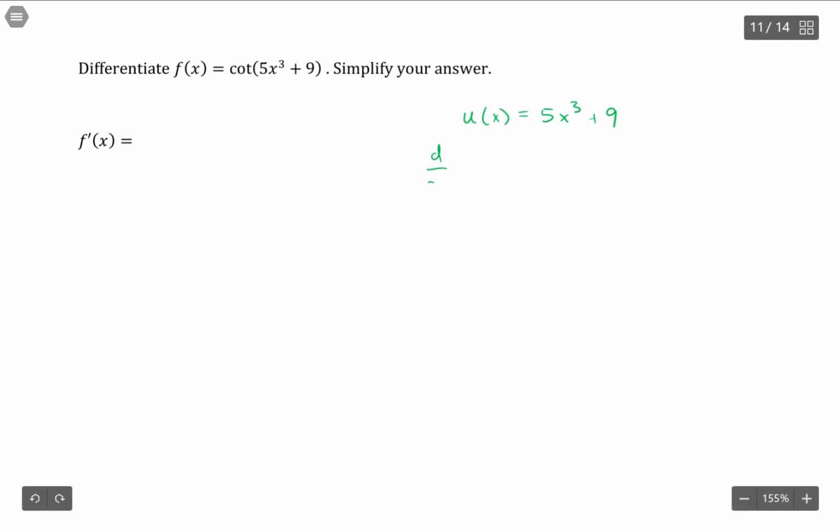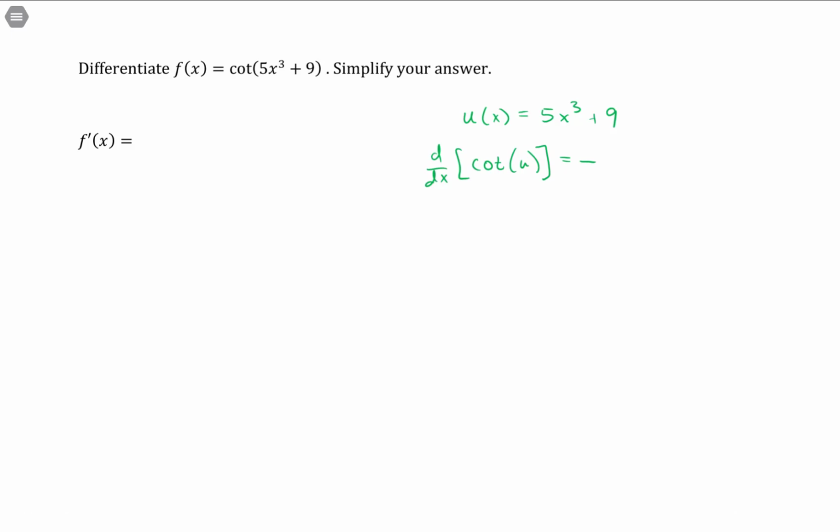So really what we're looking for is the derivative of cotangent of that function u. And in order to evaluate the derivative using the chain rule, we take the derivative of the outer function. Cotangent's one of our trickier ones, but here's how I recall it. First off, it's a cofunction, and all cofunctions have a negative derivative.